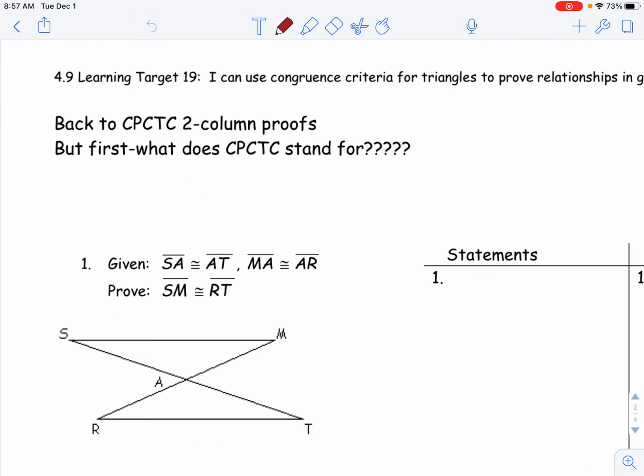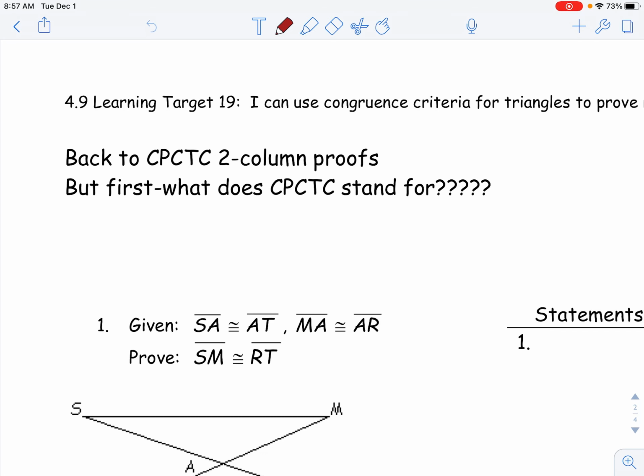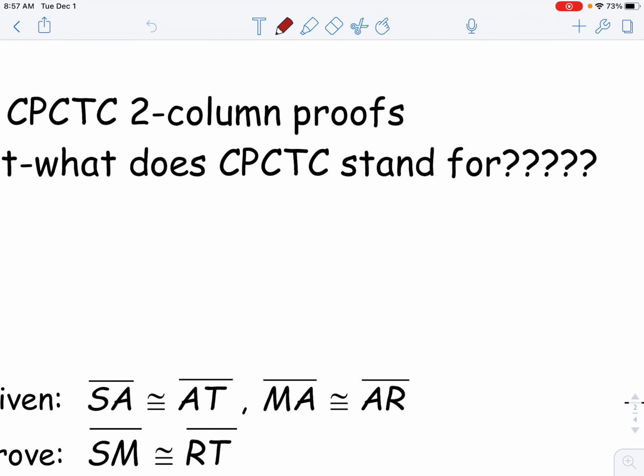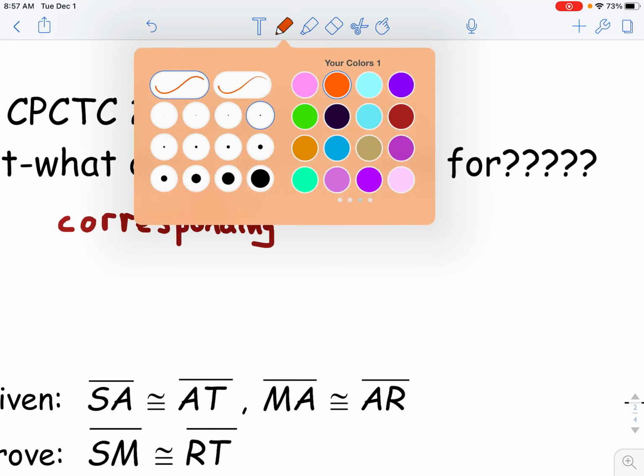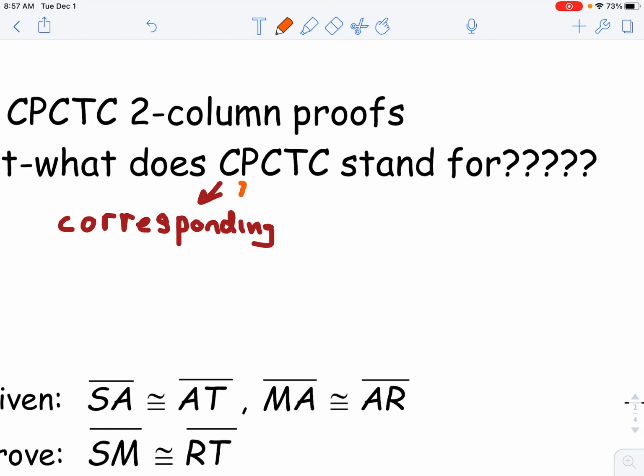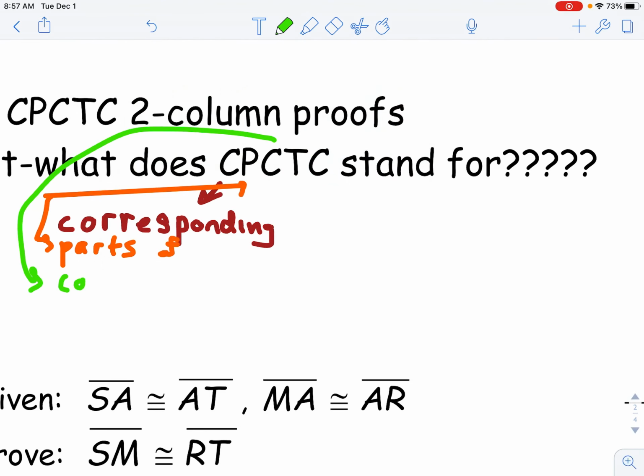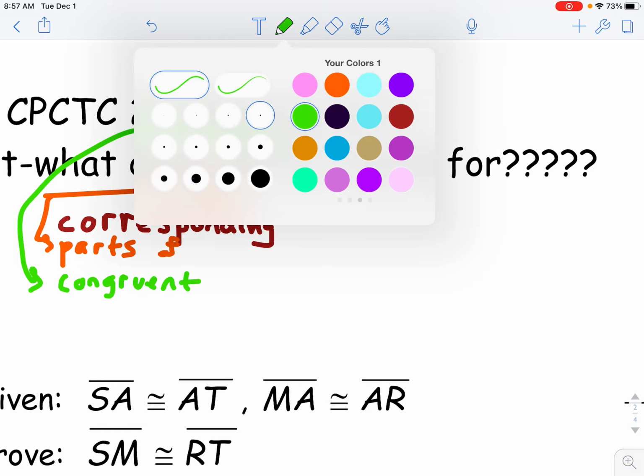All right, back to CPCTC, two-column proofs. But first, what does CPCTC stand for? I just told you, I'll tell you again. The C stands for corresponding. P stands for parts of. This C stands for congruent. Corresponding parts of congruent.